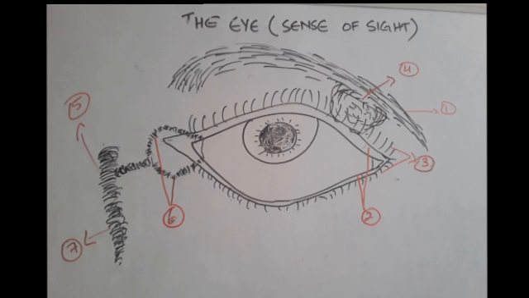At the base of these hairs, the hair follicles of the eyelashes contain a gland known as the sebaceous gland. Sebaceous glands produce a lubricating fluid into the hair follicle, called sebum.